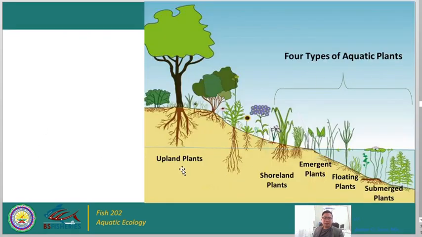So again, upland plants, the major forms of plants. Shoreland plants, these are all of them. So we have emergent, floating, submerged plants, and shoreland plants.